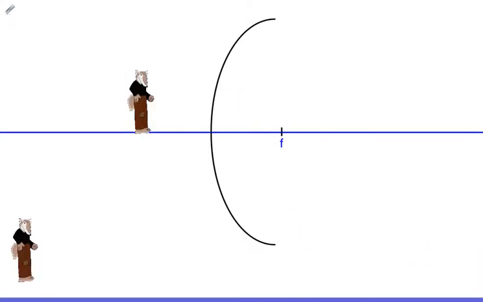Okay, so now I got this crazy fox man, and he's in front of a convex mirror. With a convex mirror, the rules are the same. A ray of light that comes in parallel to the axis leaves in the direction of the focus. It doesn't actually go to the focus because in a convex mirror, the focus is behind the mirror, so it can't really go there.